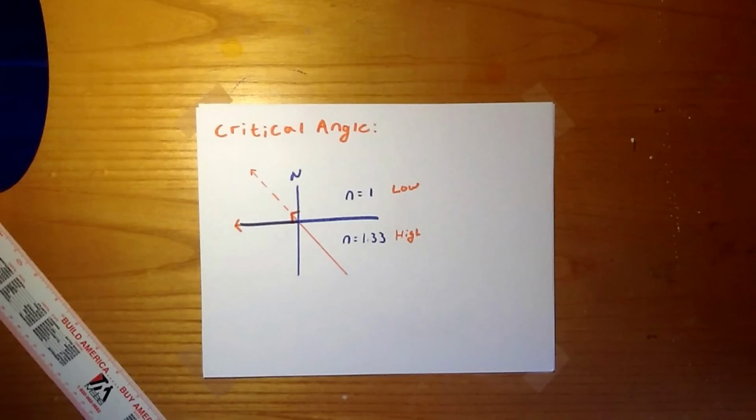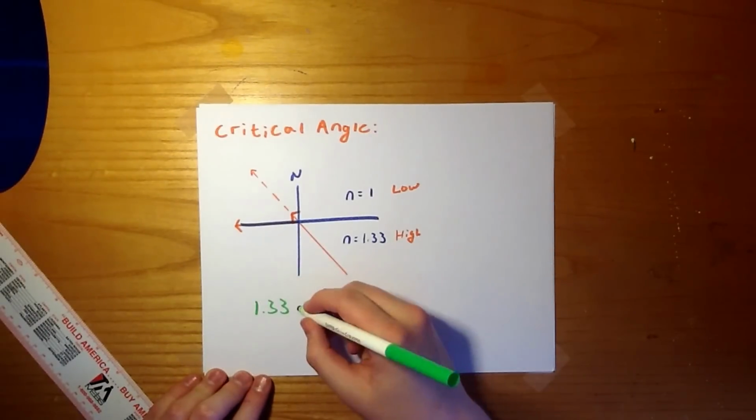We're still going to have to set this up using Snell's law. We're just going to assume that the refracted angle is 90 degrees, and we're going to solve for the critical angle. That's important to understand, that the critical angle is not 90 degrees. It's the angle of incidence that causes the refracted angle to be 90 degrees.